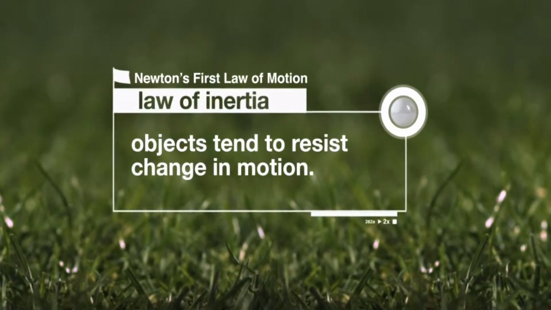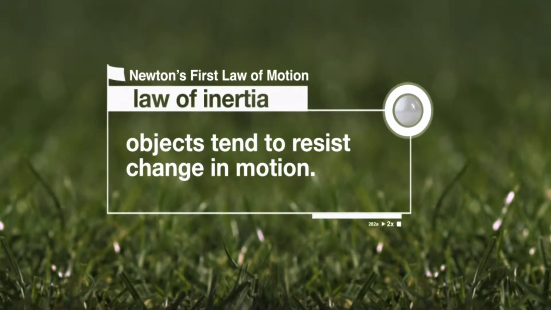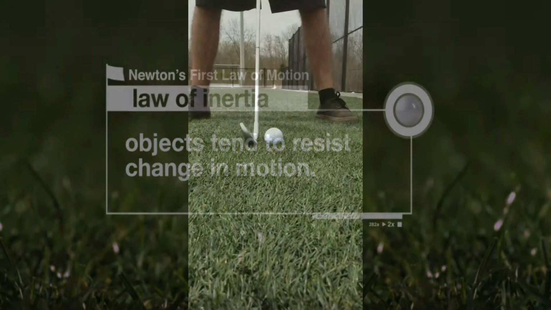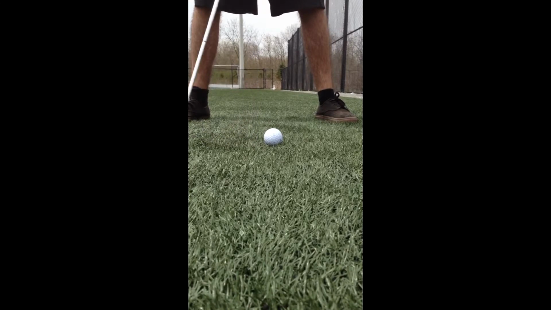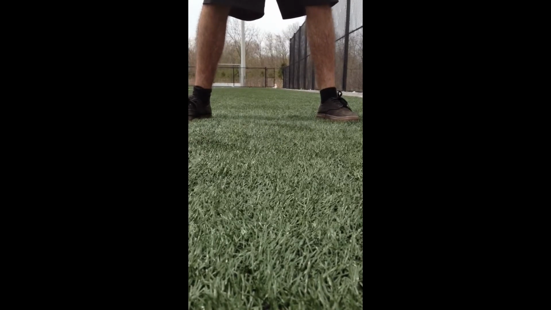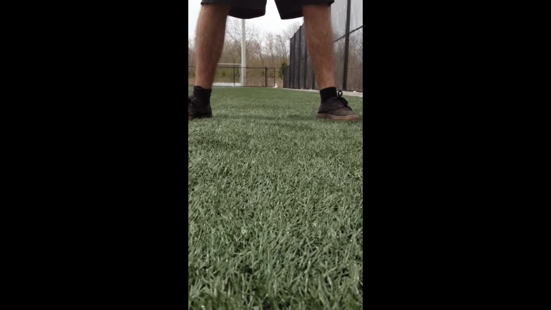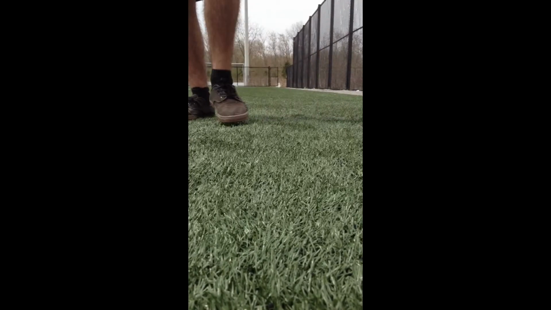This law is evident in the sport of golf when the club head hits the golf ball that is at rest. Since the golf ball is at rest, it wants to stay at rest, so it resists all changes in motion. This is represented when the head of the golf club slows down after it hits the ball because it had to overcome the resistance of the ball. But because the ball weighs so little, this change in speed that the club head experiences is very small.